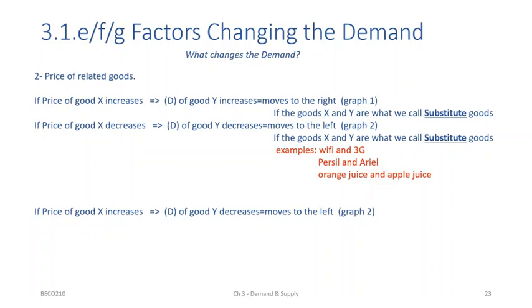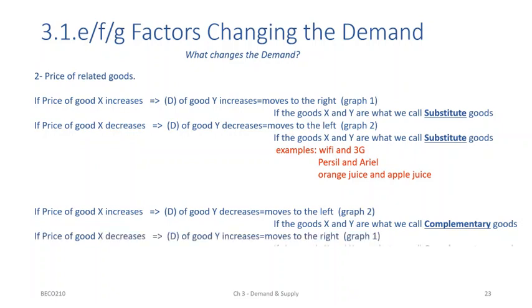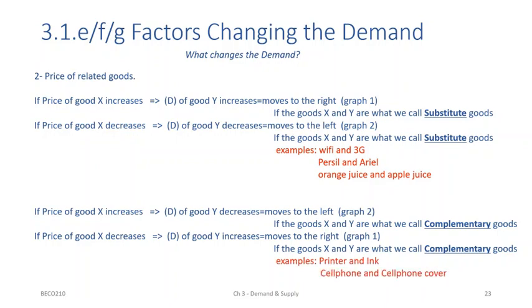If the price of good X increases, the demand of good Y decreases, like we saw in graph 2, whenever the two goods X and Y are complementary goods. The inverse is also correct. These are examples.